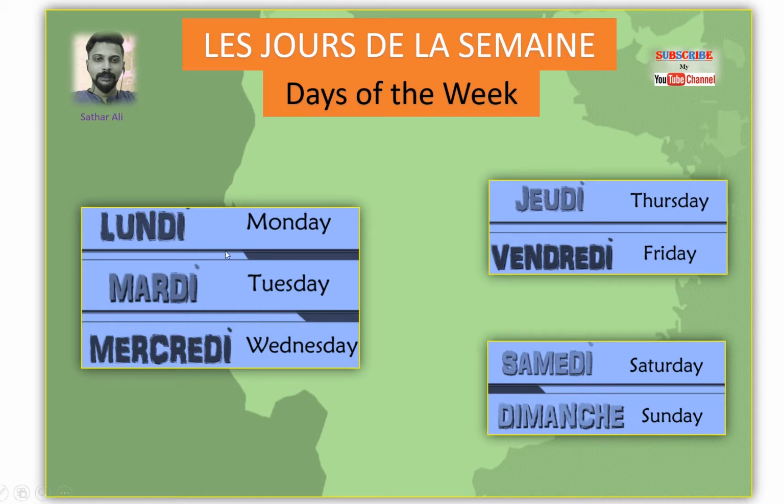Okay, so lundi, mardi, mercredi, jeudi, vendredi, samedi, dimanche. Lundi, mardi, mercredi. 3 syllables. Mercredi, jeudi, vendredi, samedi, dimanche. And finally, lundi, mardi, mercredi, jeudi, vendredi, samedi, dimanche.